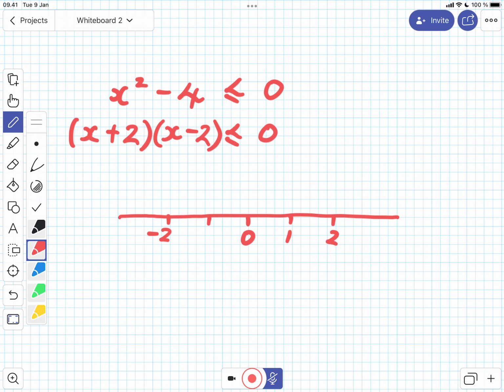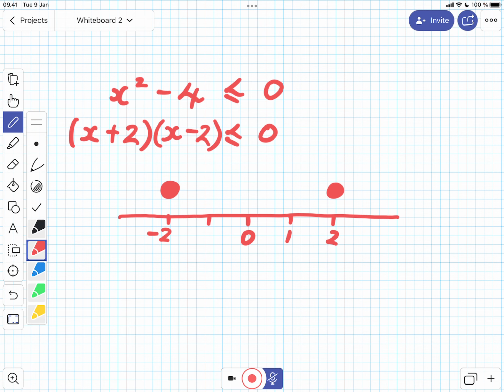So when either of the brackets is 0, then the whole thing will come to 0, because any two things multiplied together will be 0 if one of them is 0. So for example, when x is 2, that will make this bracket 2 minus 2 equal to 0. So I'm just going to put the point x equals 2 on my number line. And then the other bracket will be 0 if x is minus 2. X plus 2 will be 0 if x is minus 2.